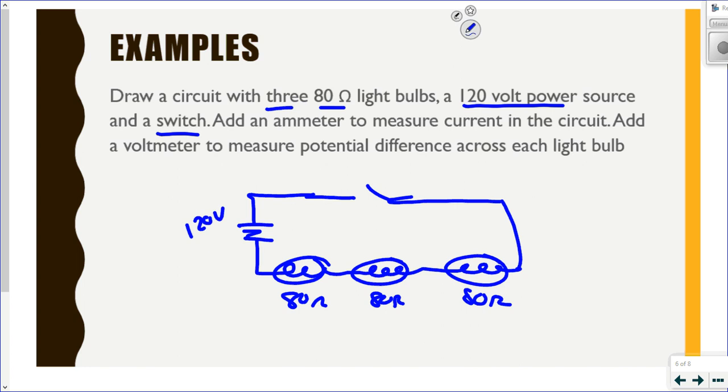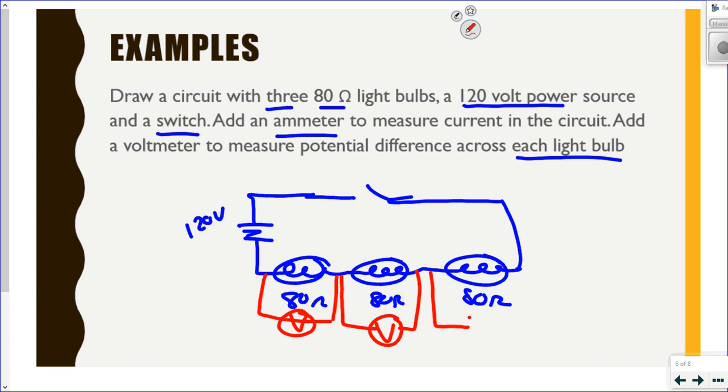Now first of all, this is hooked up in series, but the directions also want an ammeter to measure the current in the circuit and a voltmeter to measure the potential difference across each light bulb. So let's add our voltmeter first. We measure it in parallel. So if this is the light bulb I want to measure, I'm going to add a voltmeter like that from one end of the light bulb to the other. I'm going to do the same thing with the next light bulb, and the same thing with our last light bulb.